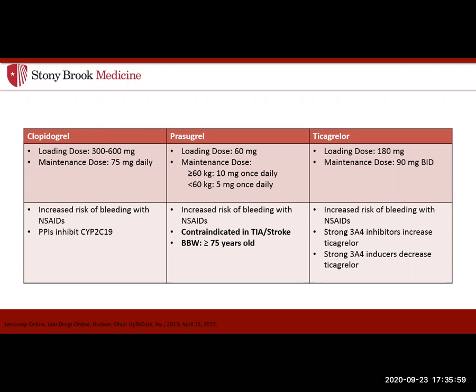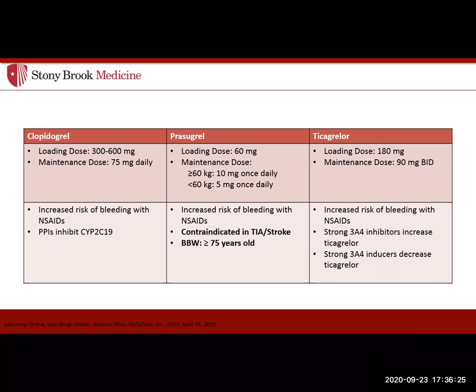Especially prasugrel, it does have some unique dosing for maintenance. It is weight-based, so if you ever see prasugrel come across in order entry or on the floors, you want to make sure that the dose is appropriate for the patient's weight. Also with prasugrel, it does have certain contraindications and black box warnings that I'll talk about when we review the study that we are going to talk about with prasugrel.